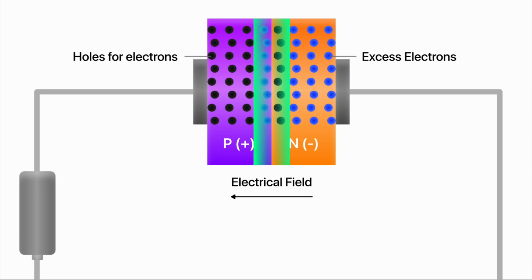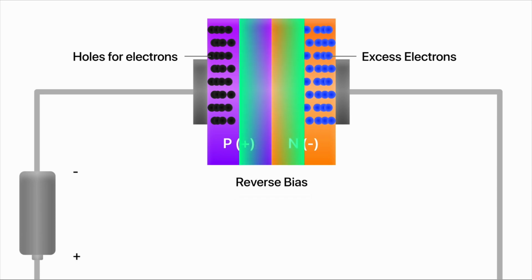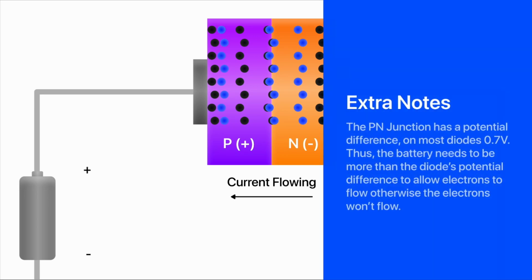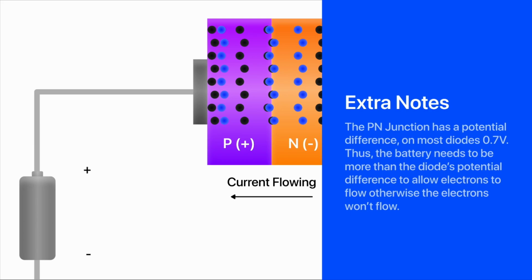When we connect the power supply oppositely, which is positive to negative and negative to positive, the electrons will go oppositely and cause a reverse bias. While if the polarization is correct, it causes the current to flow. The p-n junction has a potential difference. On most diodes, it is 0.7 volts, thus the battery needs to be more than the diode's potential difference to allow more electrons to flow. Otherwise, the electrons won't flow.